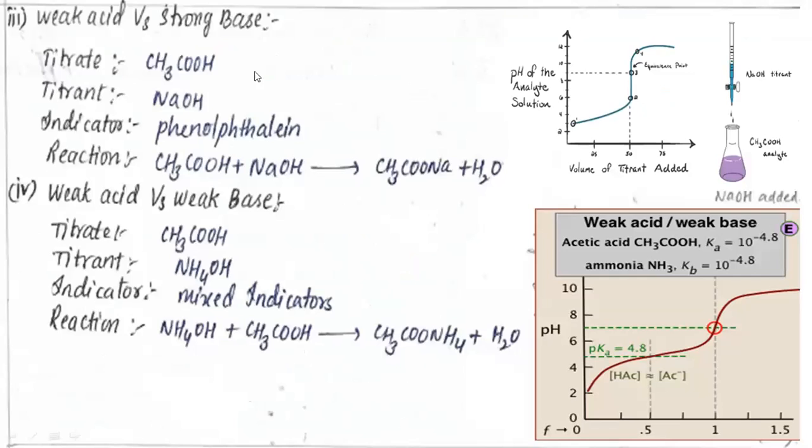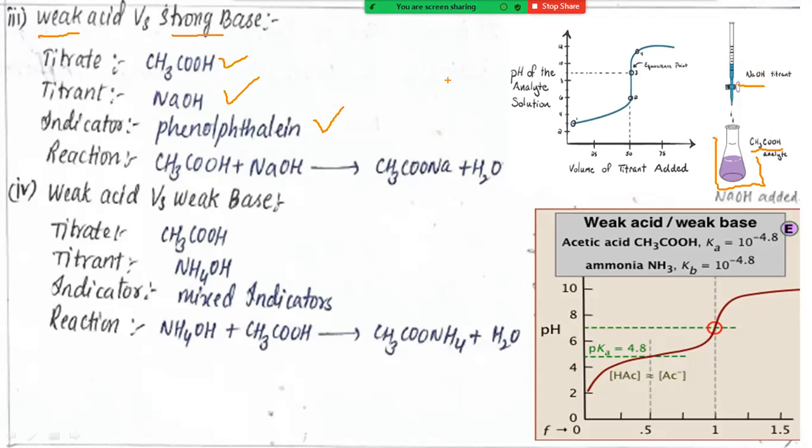And the next titration neutralization curve is a weak acid versus strong base, right? So here we are taking a weak acid which is titrated with a strong base. So weak acid is taken in the conical flask. Here we are taking acetic acid, and a strong base that we are taking in the burette. So that is NaOH. Okay. So for this reaction, we need to use the phenolphthalein indicator.